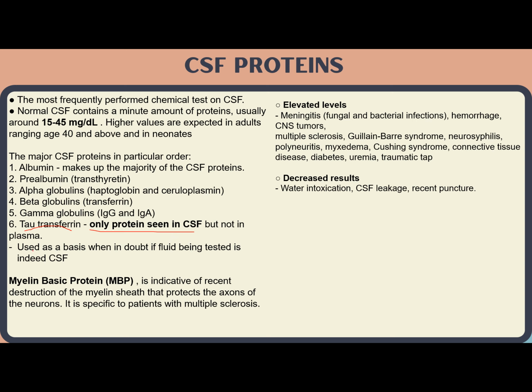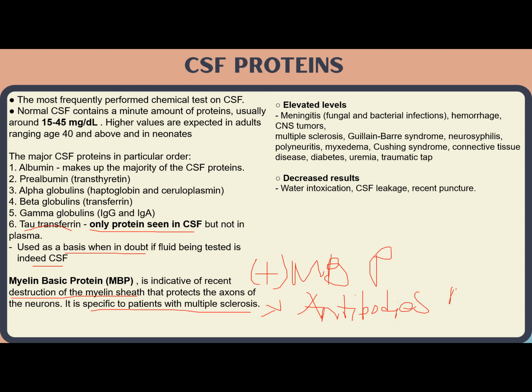Because it's only seen in CSF, class, it is used as a basis when in doubt if the fluid is indeed CSF. Then another type of protein is your myelin basic protein. Now, myelin basic protein is indicative of recent destruction of the myelin sheath. Isn't it that you have your myelin sheath? It covers your neurons. It is specific to patients with multiple sclerosis. So, if your patient is positive for MBP, it means that the myelin sheath is destroyed, as seen in multiple sclerosis. In multiple sclerosis, class, your own antibodies are attacking your myelin sheath. And an effect of that is that there would be myelin basic proteins.